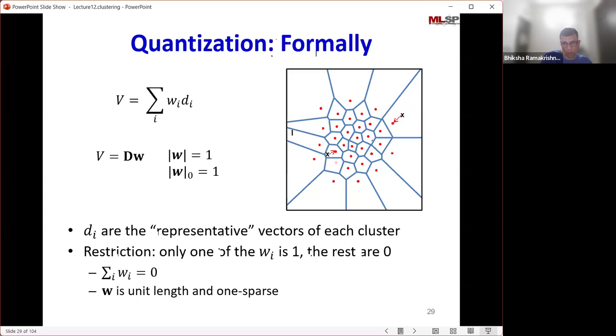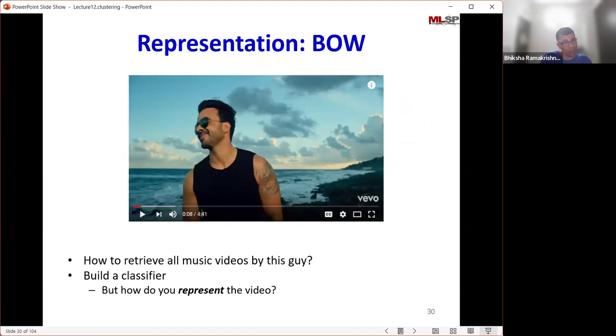Now, quantization, formally, what is it? Again, remember, this is what clustering was. You're trying to do V equals WD, except this is an approximation. If you use the approximation as the representation for the data, then no matter what data point you throw in, the output, the approximation, is only going to be one of these 32 red dots. So you are mapping all the data points into one of these representatives. That is quantization.